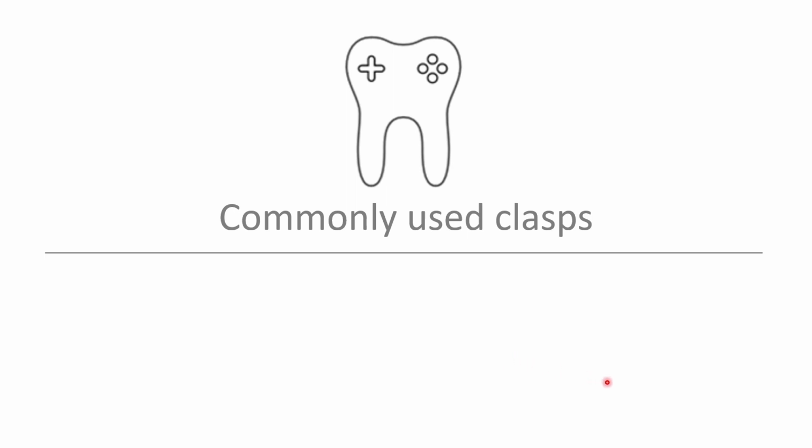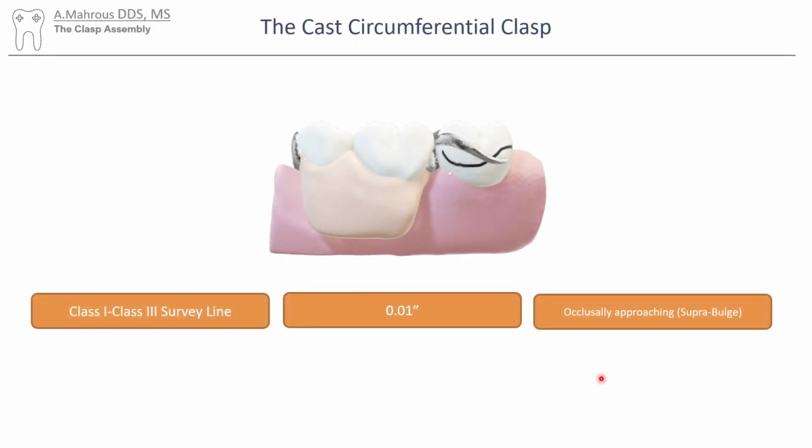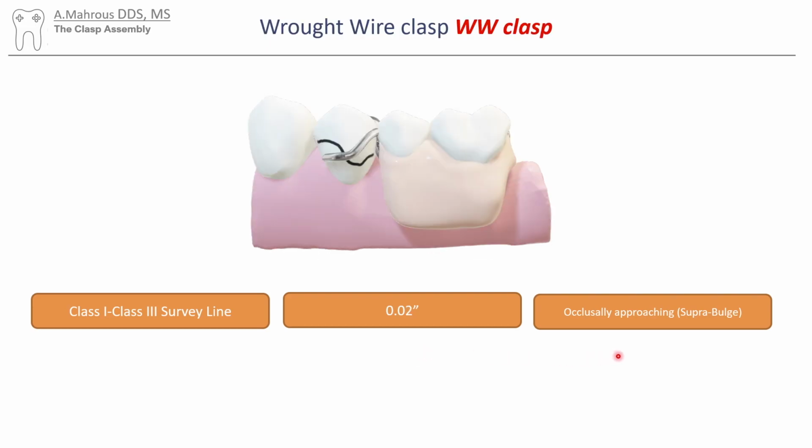We're going to go through some of the more commonly used clasps. First up, the cast circumferential or Akers clasp. This clasp is used with a Class 1 and Class 3 survey line. It engages a 0.01 inch undercut and is considered an occlusally approaching or suprabulge clasp.